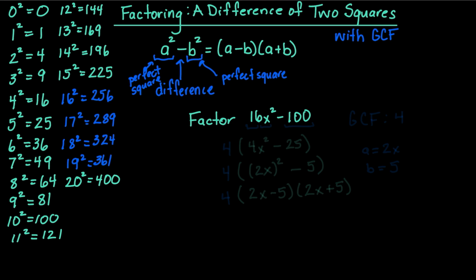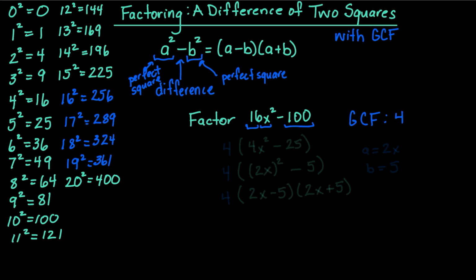So we want to factor 16x squared minus 100. First, I notice everything is a perfect square. 16 is a perfect square, x squared is a perfect square, and 100 is a perfect square. So now I have to figure out, okay, is there a GCF? And in fact, both 16 and 100 are divisible by 4.